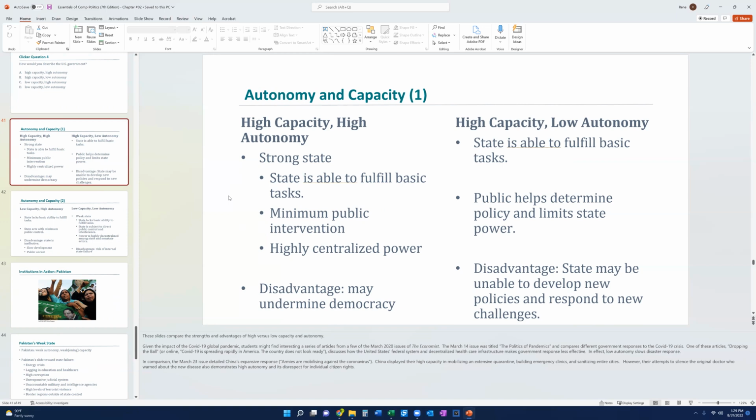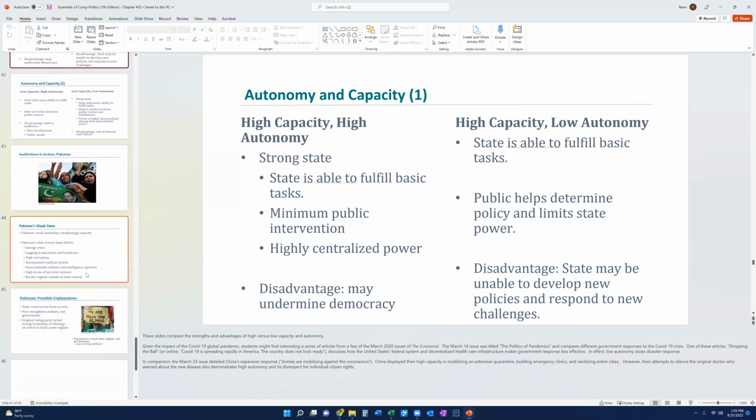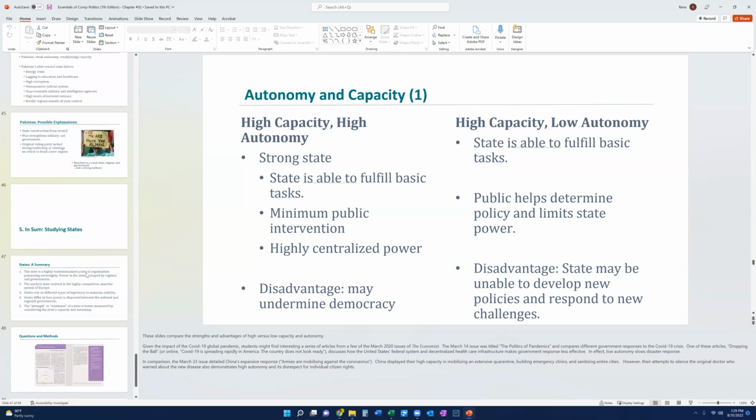With high capacity and low autonomy, the state is able to fulfill basic tasks. The public helps determine policy and the limits of the state's power. A disadvantage to high capacity and low autonomy is that the state may be unable to develop new policies and respond to new changes.